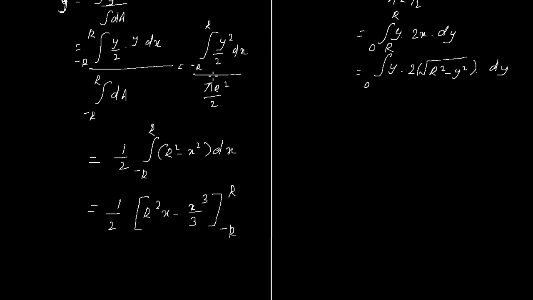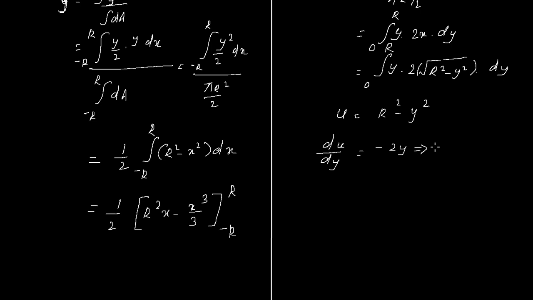You have this term remaining there. We haven't taken it into consideration here. We will take it into account later on. And here you need to do the integration by parts. So let's assume u is equal to r squared minus y squared. Then du by dy is equal to minus 2y.